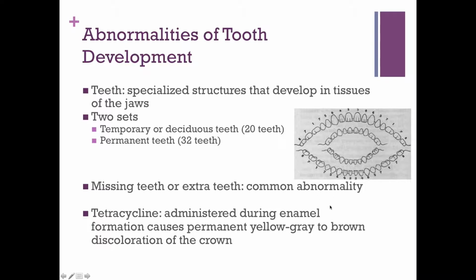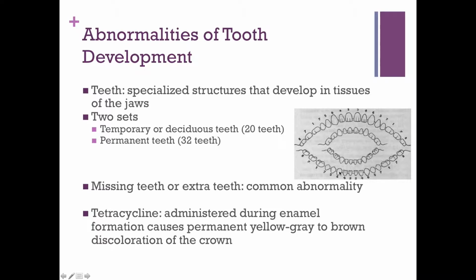So this is looking at the two sets of teeth. Here are the deciduous teeth, or the milk teeth. There are 20 of them. They start to fill in at a couple of months old, and they usually are all in by the age of 2 years. Then later on, around the age of 7 or so, those deciduous teeth start to fall out, and the permanent teeth start to come in. There are 32 permanent teeth that we plan for.